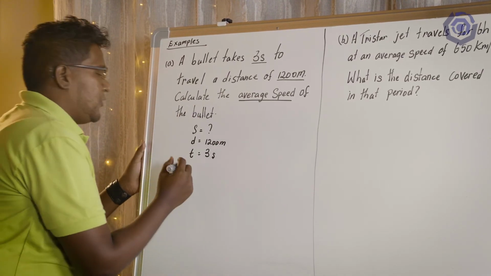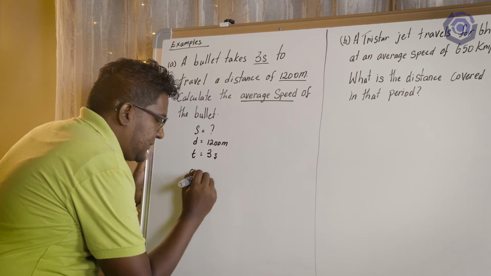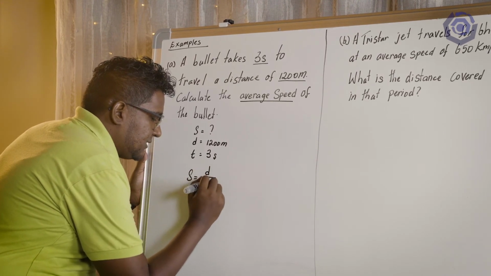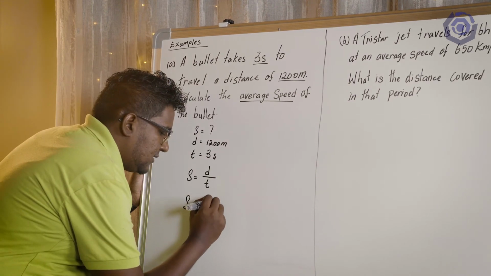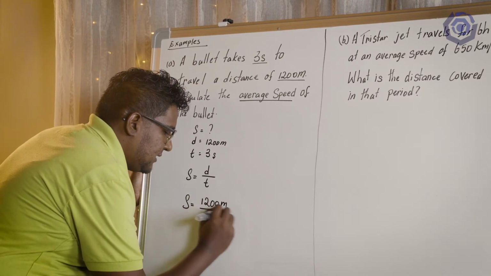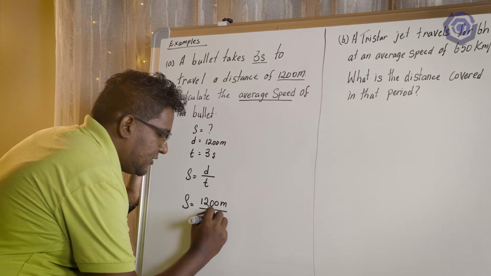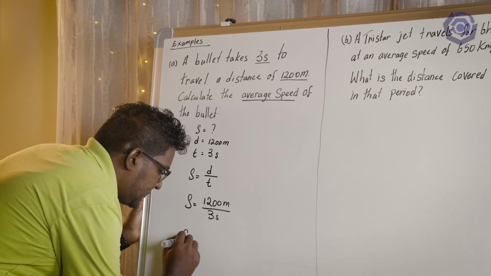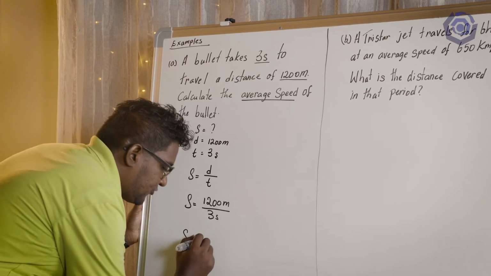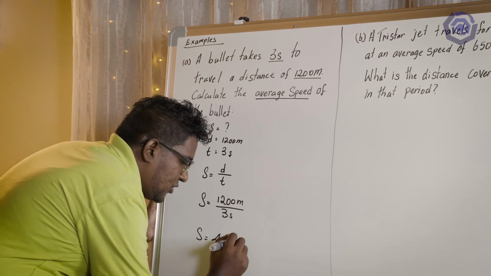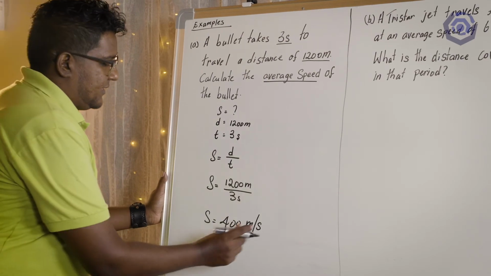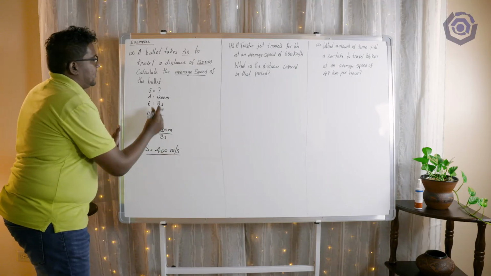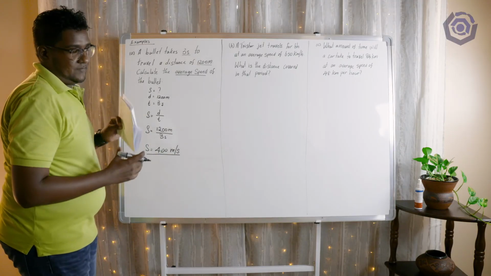So the formula that we're going to use is average speed is equal to distance over time. S is equal to the distance, which is 1200 meters, divided by the time, which is 3 seconds. Speed is 1200 divided by 3, which is going to give me 400 meters per second. And this is the average speed of the bullet.